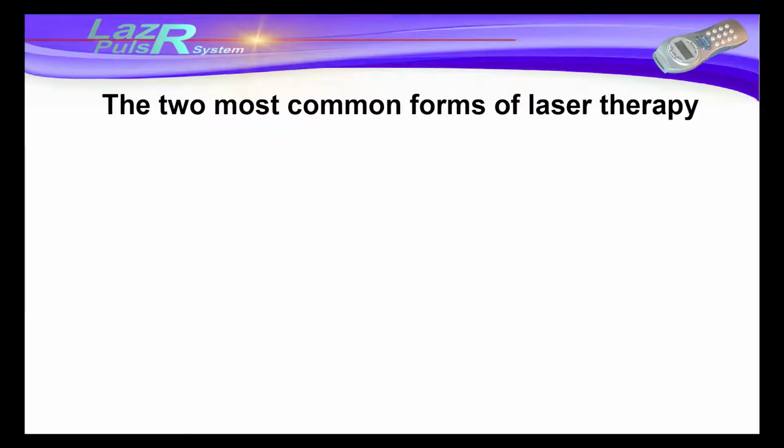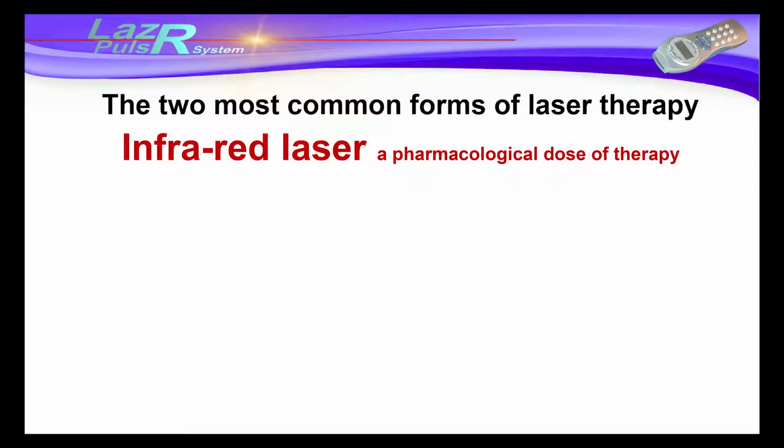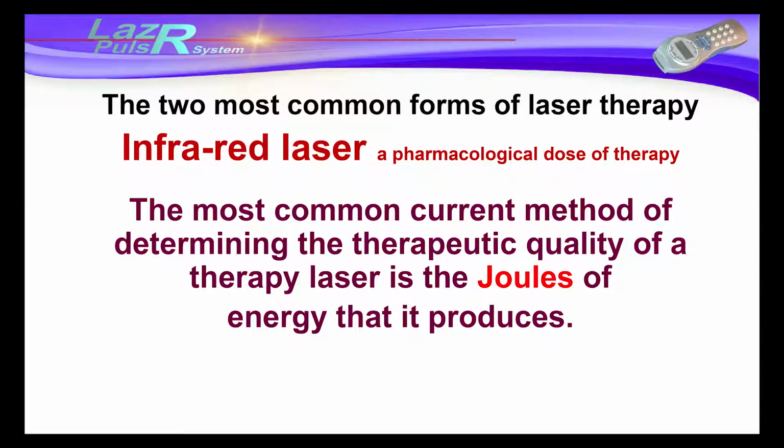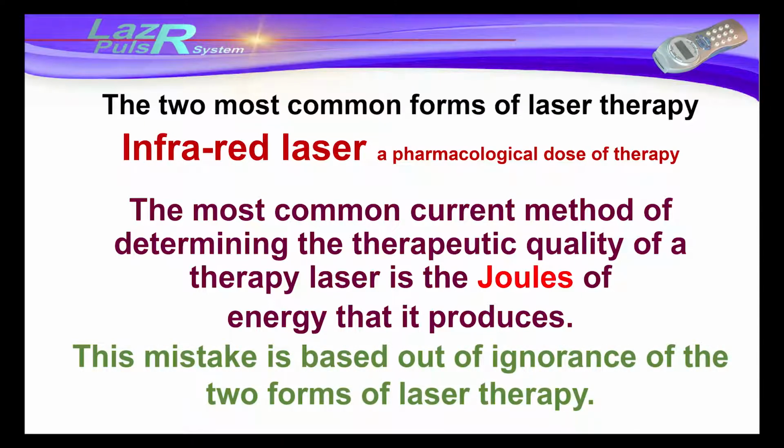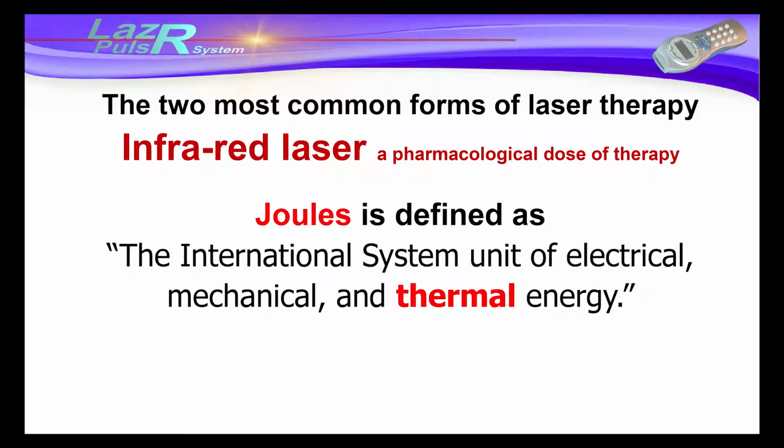For the sake of time, we will only discuss the two most common forms of laser therapy in this video: infrared and true low-level laser. We will start with the infrared laser therapy. The first thing usually stated when determining the therapeutic quality of a laser is the joules of energy that it can produce. This mistake is usually based out of ignorance of the subject matter, so we should discuss this for a moment. Joules of energy is defined as the International System Unit of Electrical, Mechanical, and Thermal Energy.